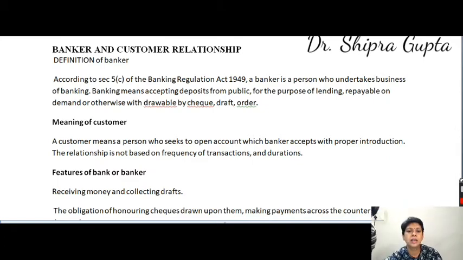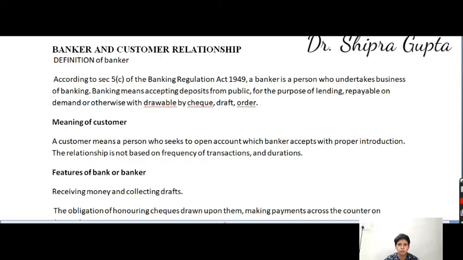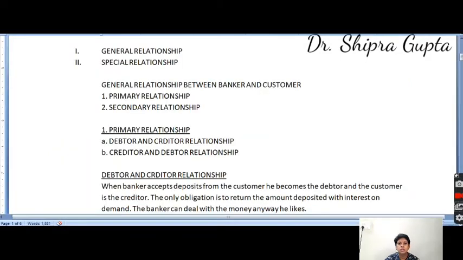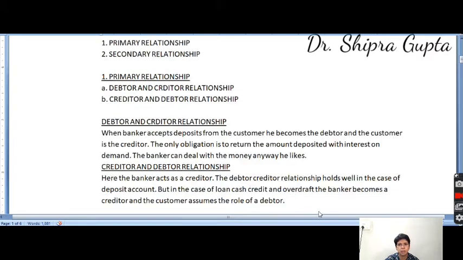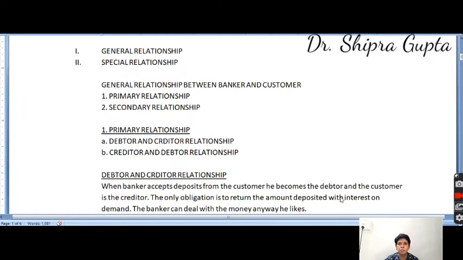Now I will tell you the types of relationship. There are two types of customer and banker relationship: number one, general relationship, and number two, special relationship. General relationship can again be divided into two parts: primary relationship and secondary relationship. Primary relationship can be explained as the debtor and creditor relationship and the creditor and debtor relationship.